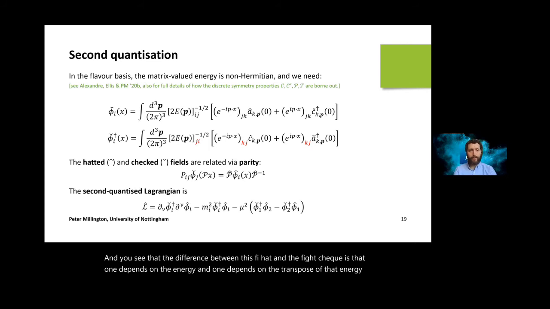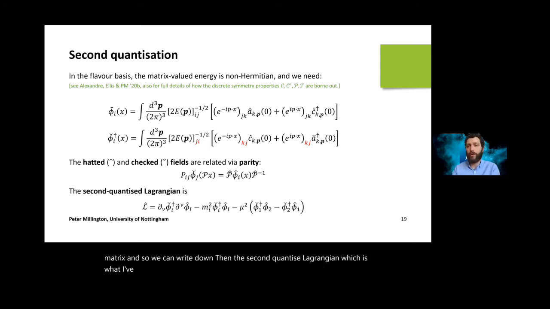And so we can write down the second quantized Lagrangian, which is what I've written at the bottom here. But again, I want to stress that there's still this choice. I could write a physically equivalent Lagrangian in terms of phi hat dagger and phi check. The physical observables will still be the same.